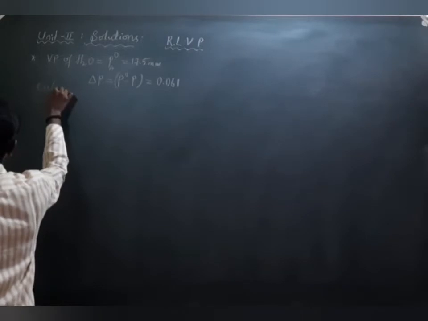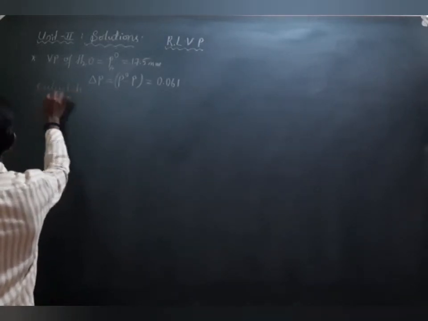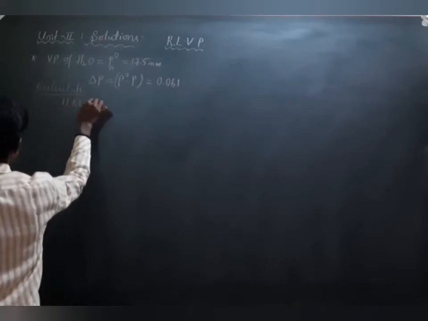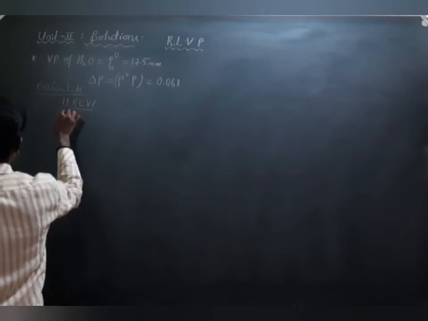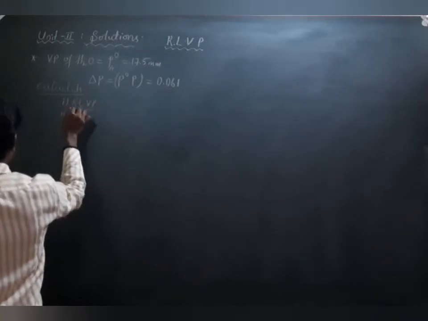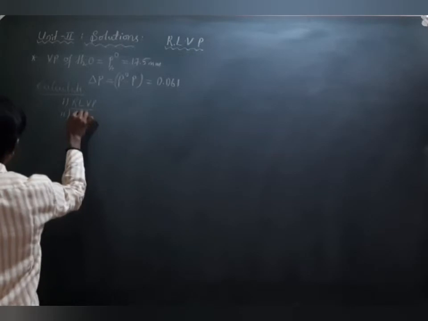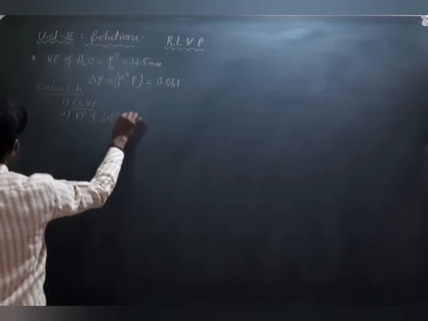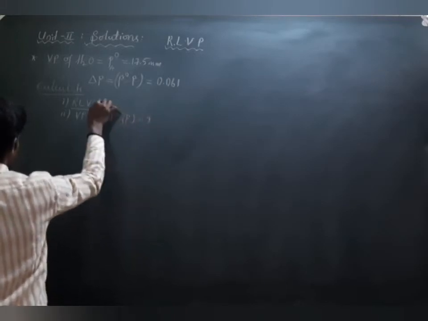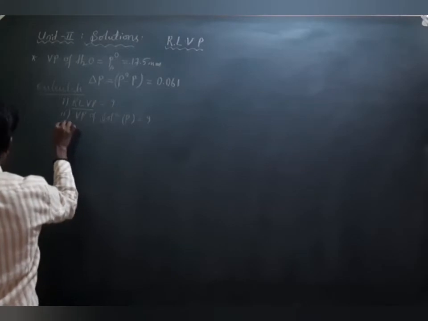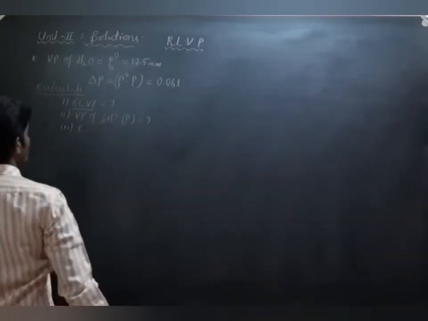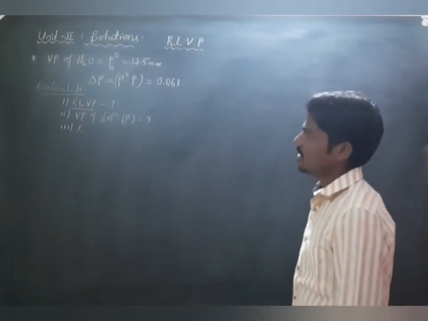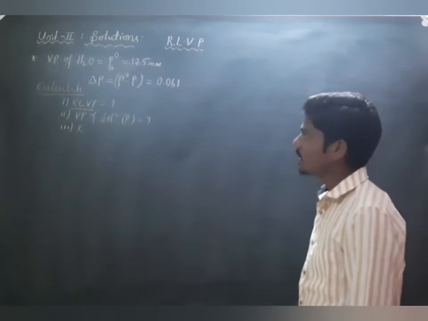These two terms are given and they are asking us to calculate, number one, RLVP, the relative lowering of vapor pressure; second, the vapor pressure of solution, that is just P; and the third, find out the mole fraction of solute and solvent. The question is very simple, and all the data is provided.